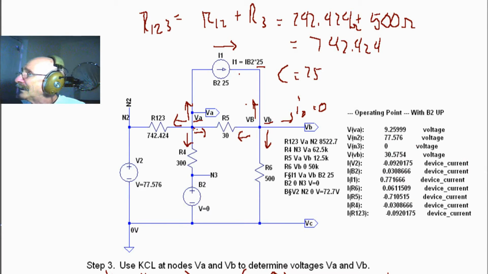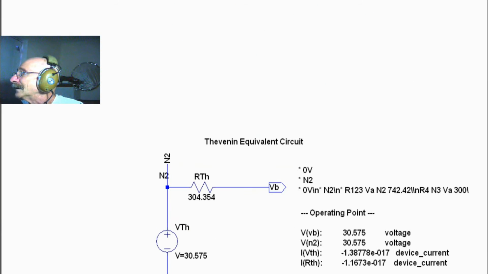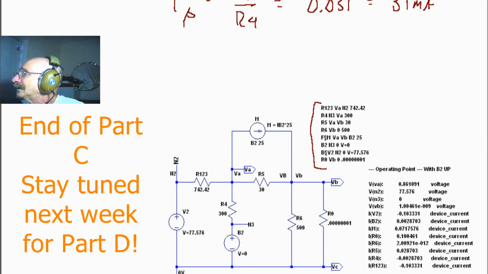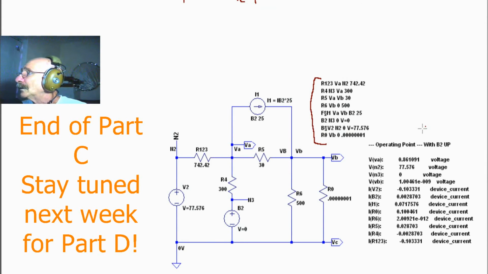Now, in order to Thevenize, that's our Thevenin voltage. VB is 30.575, and our current, what we're going to have to do is find the current for, if you want to do a Thevenin equivalent circuit, you have to do what's called short circuit current at the output.